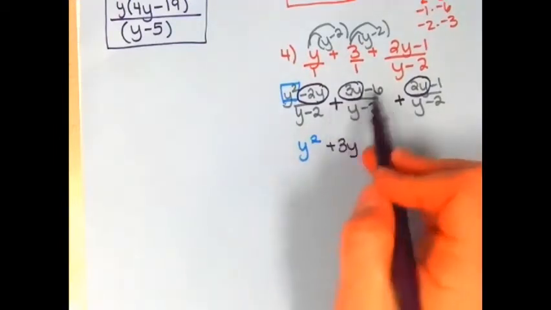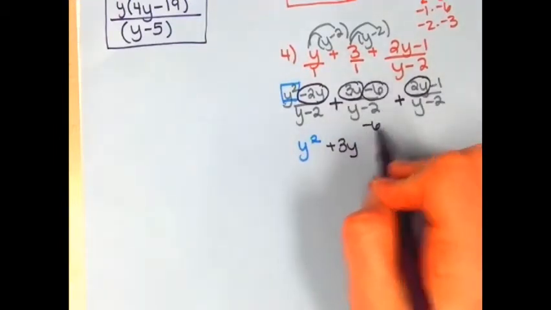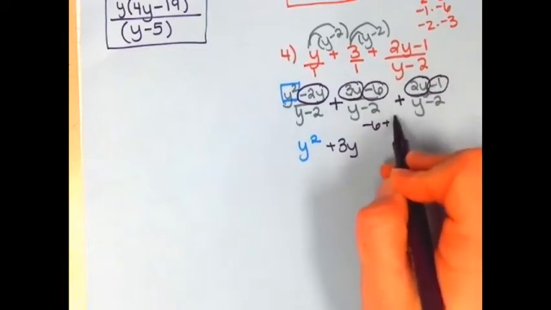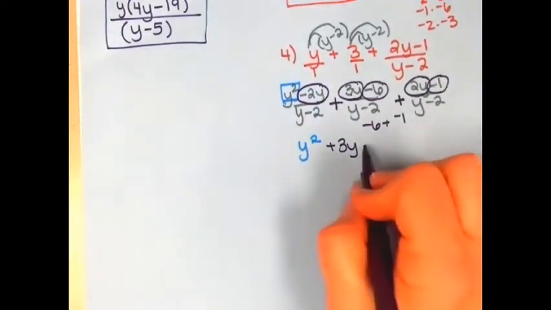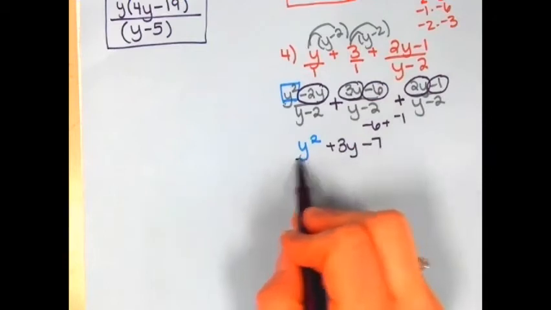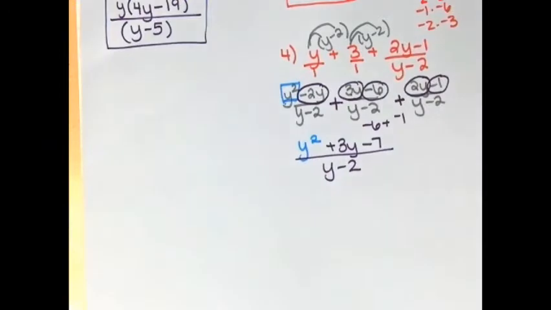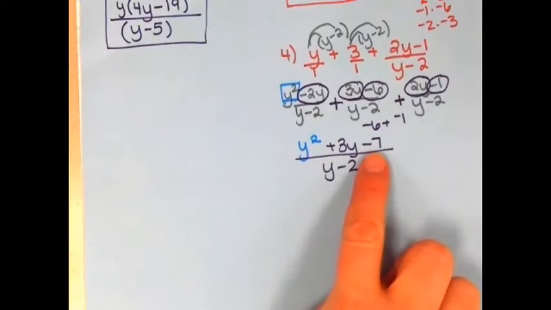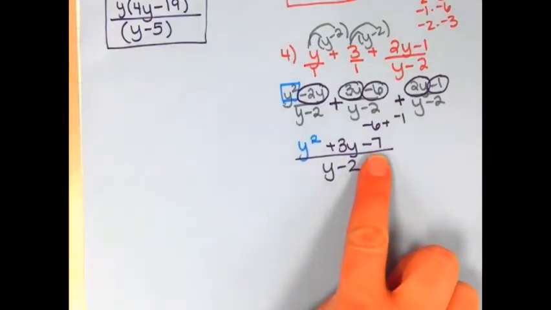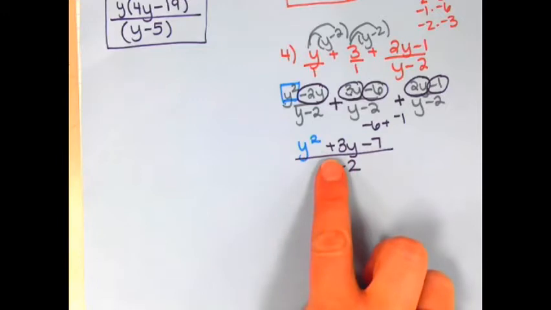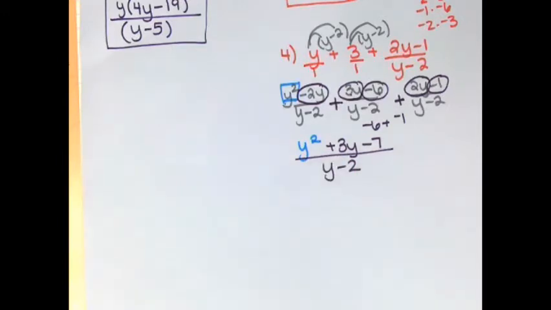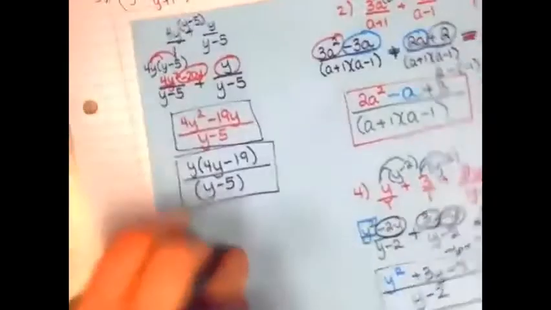And then we have a negative 6. So we have a negative 6 plus a negative 1. And we get what? Over y minus 2. Can I factor my numerator? No, because what times what is negative 7? 1 and negative 7, or negative 1 and 7. Does it add to be 3? No. So guess what? This is your final answer. Okay. All right. Last few.